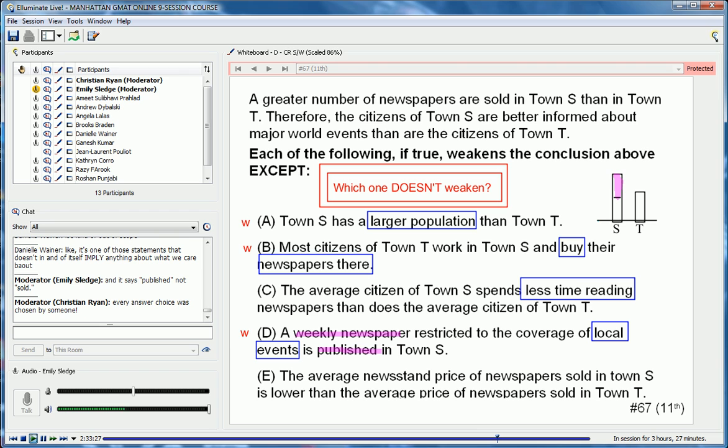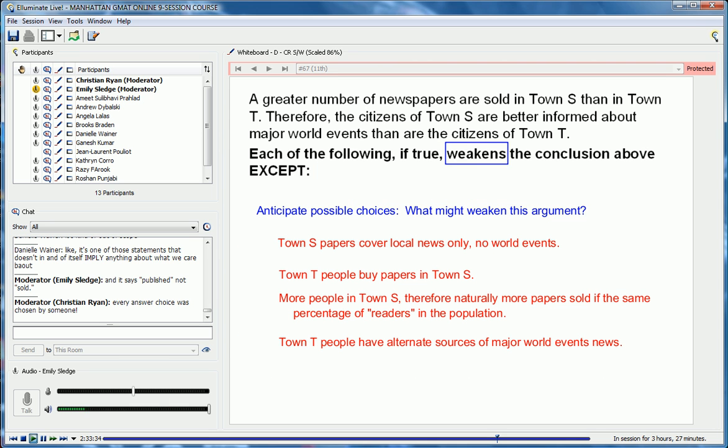For example, in C, there's something similar going on. They talk about the citizen of the town as spending less time reading. We didn't come up with it, but we might have typed something like this: Town S people buy papers, but don't read them. Because obviously you don't get informed by just buying a paper, you get informed by reading it. And some of you were onto this a little bit, I think, by addressing the Town T people. Maybe they read something they don't buy. These are related ideas.